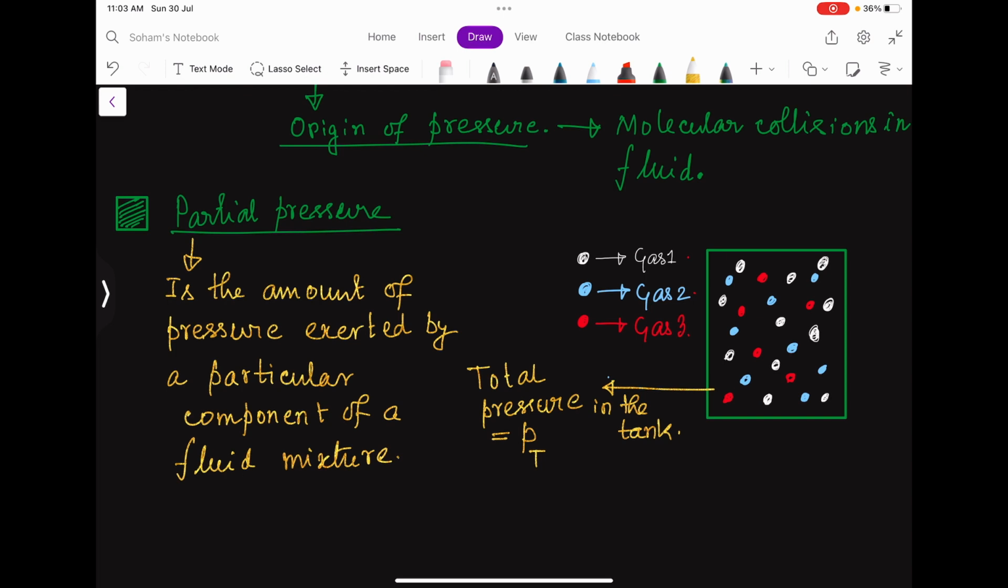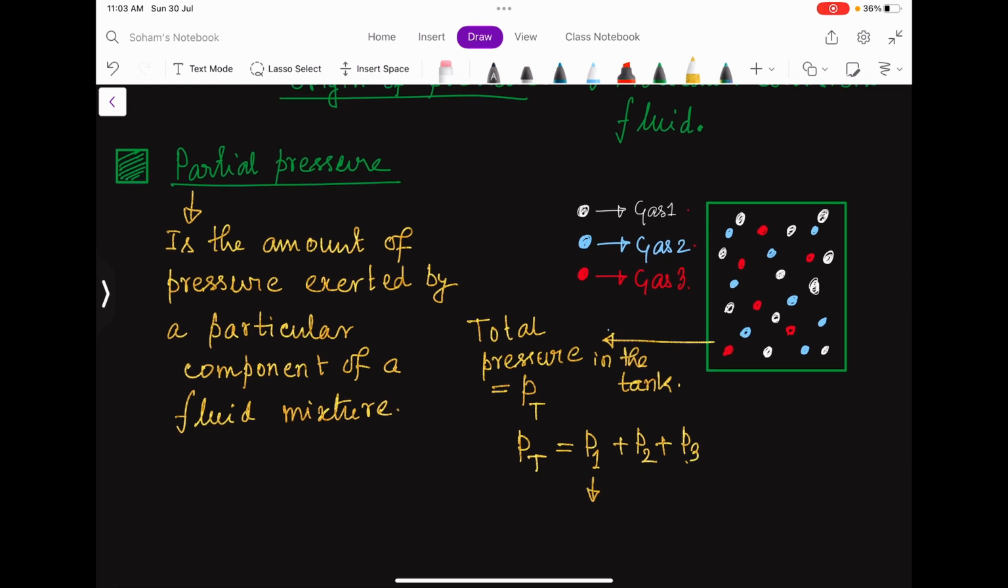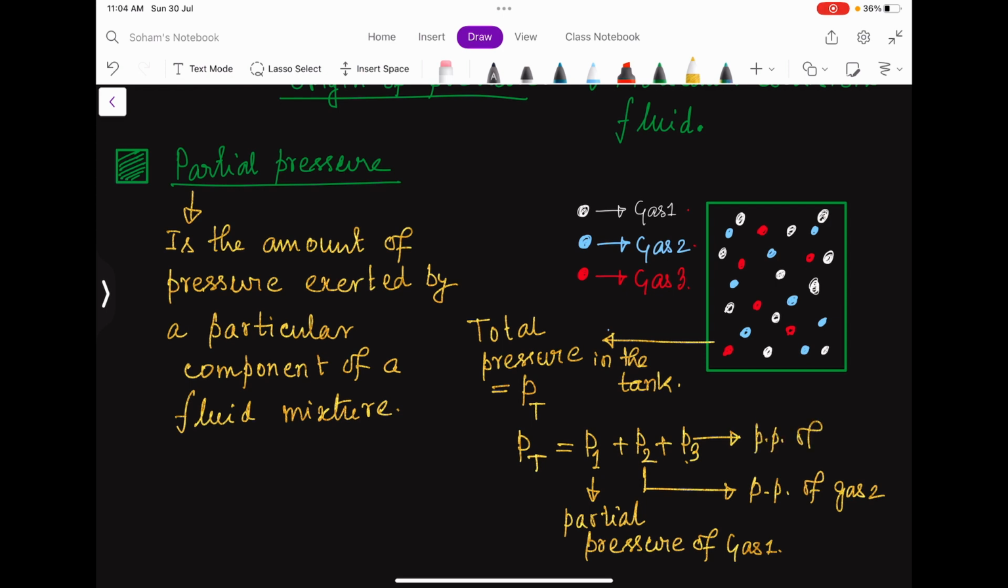So we have all seen Dalton's law, and that says that PT is equal to P1 plus P2 plus P3. So this is the partial pressure of gas 1, and this is the partial pressure of gas 2, and likewise this is the partial pressure of gas 3.